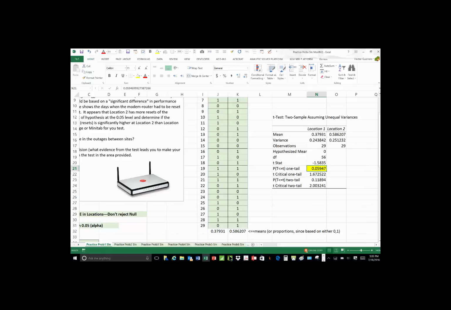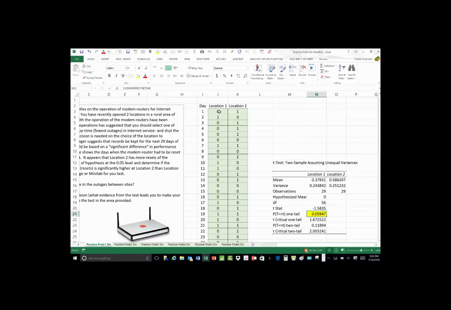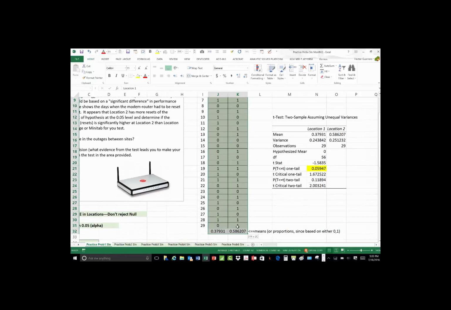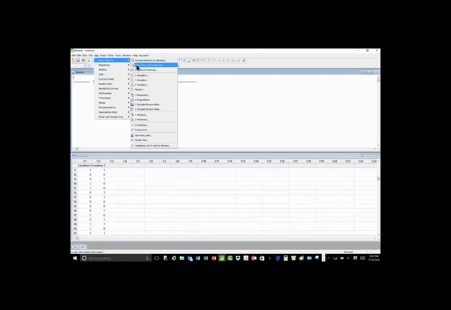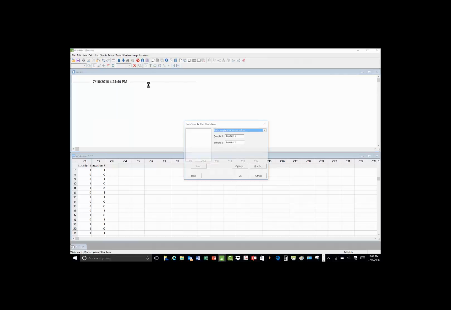How do we do this in Minitab? Well, we grab our data again, our locations. We copy it. We go to Minitab. We insert it. I've already got it here. Let's go to the stats, basic stats. Let's go to two-sample t-test. Each sample is in its own column. The default, I think, is that they're both in one column. So make sure if you've got it in two columns, you hit that.